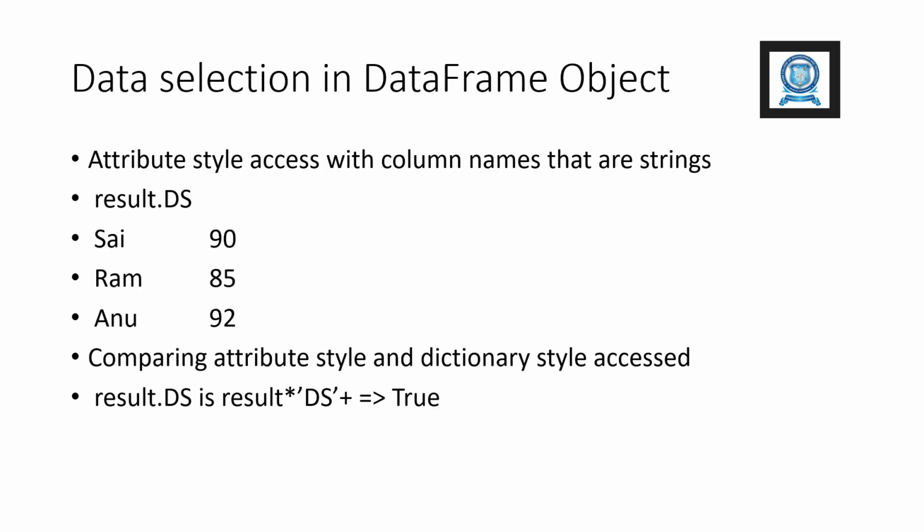Attribute-style access with column names that are strings, that is result.ds. The same output will be printed. Comparing attribute-style and dictionary-style access, that is result.ds is result['ds']. If we compare these two, this expression evaluates to True because the two different statements produce the same output.